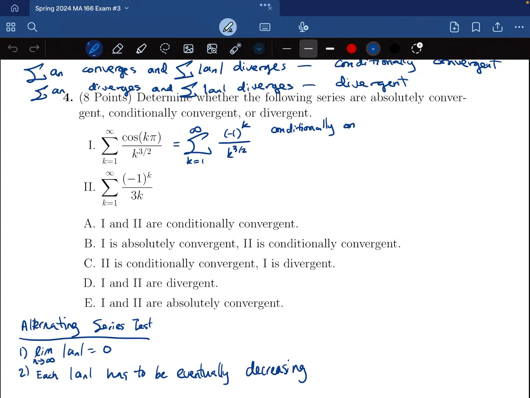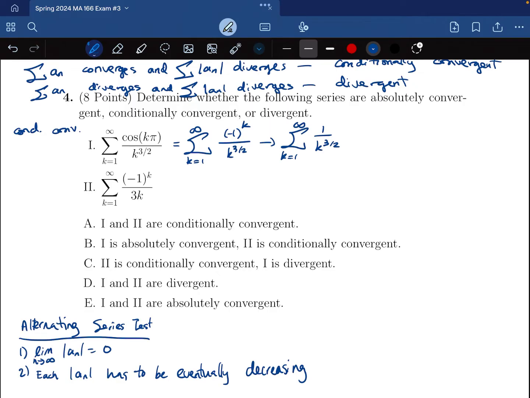Okay, so now to determine whether this is absolutely convergent, we need to take the absolute value. So I'm actually going to erase this. Okay, so this is conditionally convergent. Now after taking the absolute value of each term, we get the sum from k equals 1 to infinity of 1 over k to the power of 3/2.